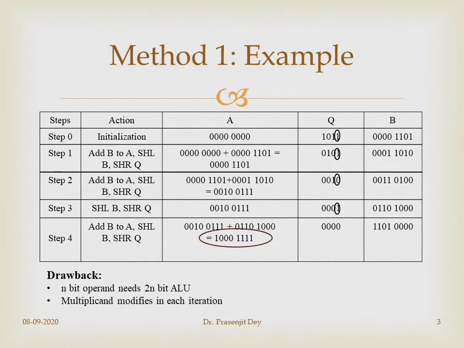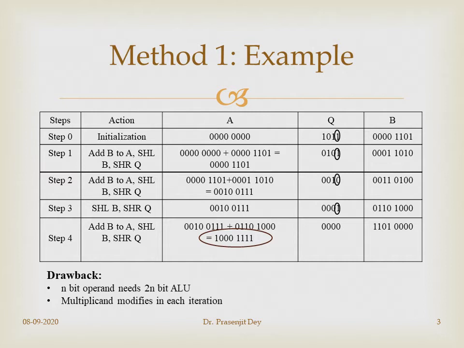Now the drawback of this approach is what? If we have n-bit operands, we need a 2n-bit ALU for this operation. Here you can see that the multiplier is 4 bit, but for the arithmetic operation we need an 8-bit ALU. So that is one drawback of this approach, and another drawback is that the multiplicand modifies in each iteration.